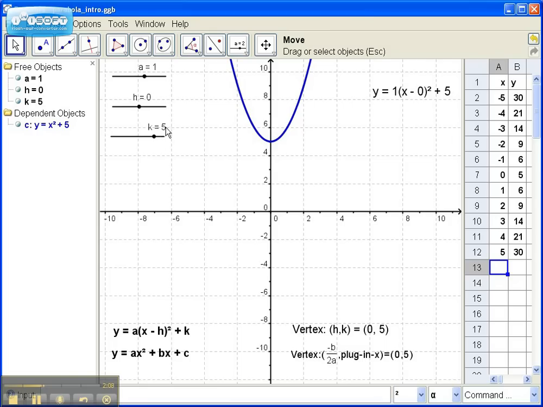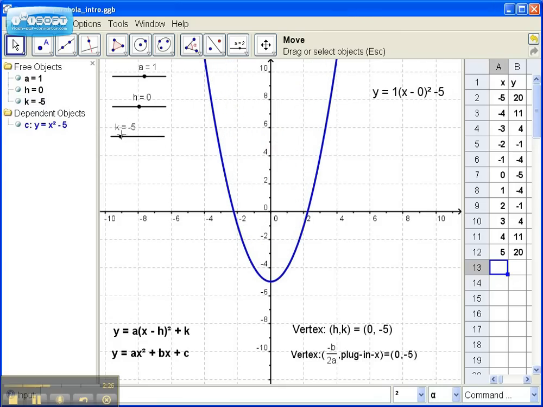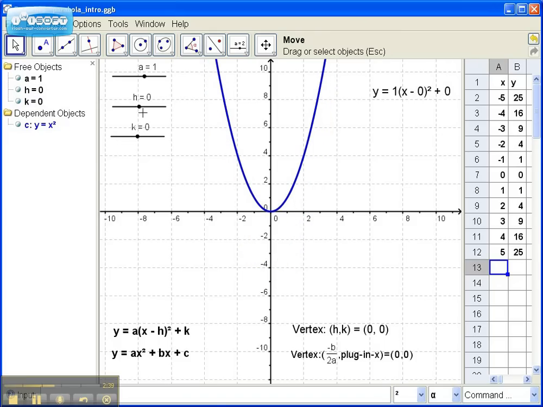Okay, so that k value tells me how far up or down I'm going to move. So if I move it to 5, x squared plus 5, all these y values now are just 5 higher. So 5, 6, 9 instead of 0, 1, and 4. If I move it to, say, minus 5, so k is negative 5, x squared minus 5 moves everything down 5. So all the y values are now 5 units lower. The h will also change things as well. So let me go ahead and put the k back at 0.